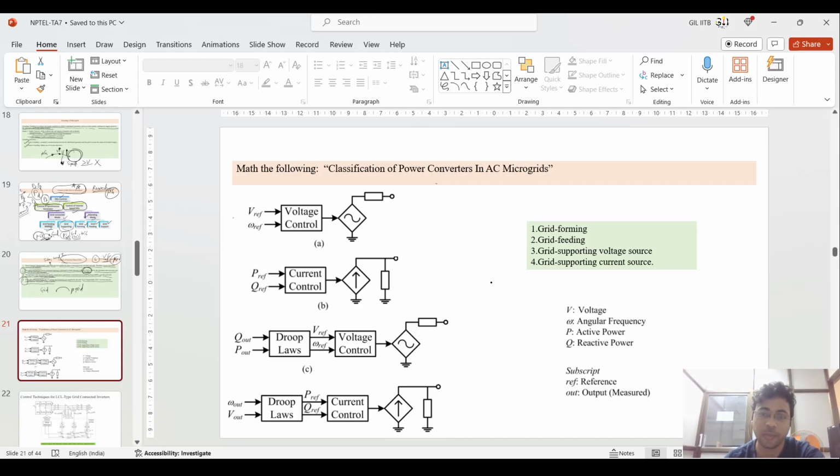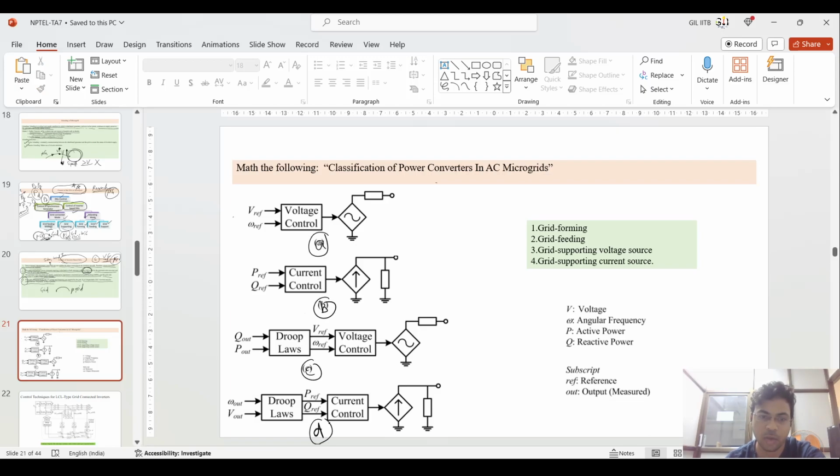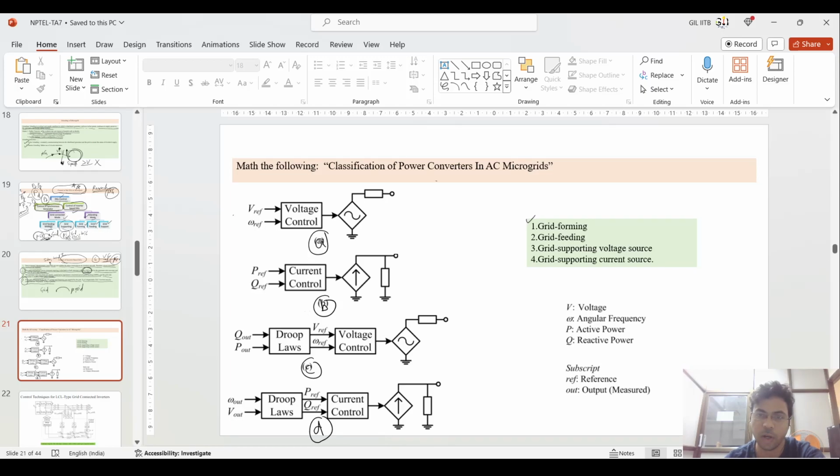So here I have given the four basic images. This is image A, this is 4B, C and D. You have to match this topology with these images 1, 2, 3, 4, that is, which topology is meeting with this particular topology.